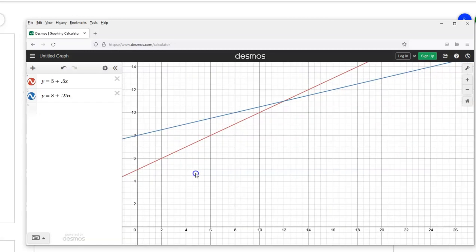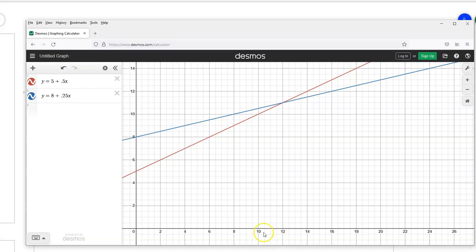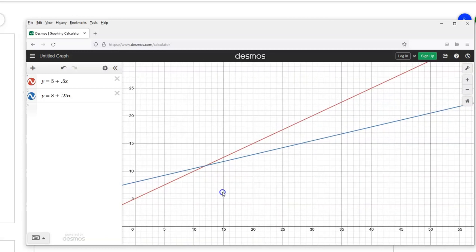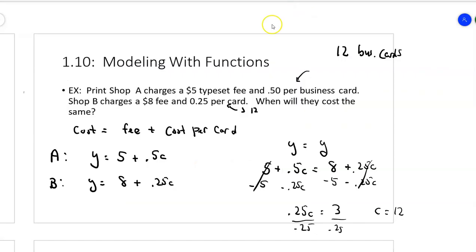All right, so now you can see when x is 12 over here, then that's when the two costs are the same. The blue line is the second company that charges more up front but less per card. The red line is company A that charges less up front but more per card. So if you have more than 12 business cards, you can see that you're going to end up with more cost for A, so you would want to go with company B because they're less expensive, right? We're trying to use less cost in this case.